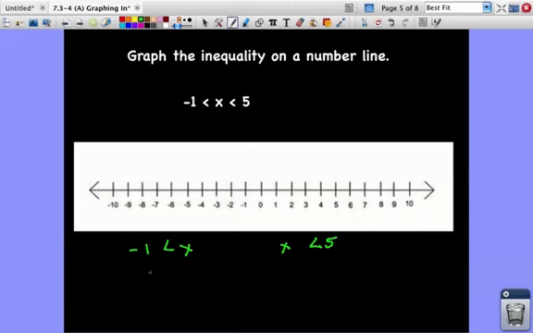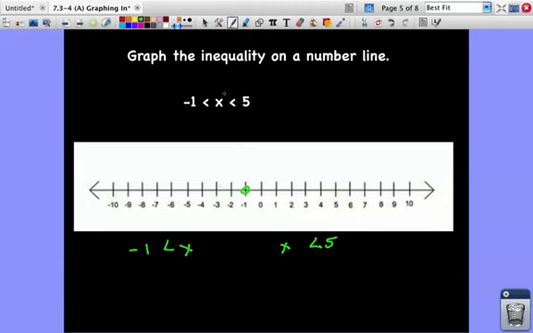Okay, so let's just worry about this first inequality, -1 is less than x. So let's find my -1. I need to determine, do I have an open or closed circle on -1? Because it is just less than, there's no or equal to sign, -1 is not included. x cannot be it. So I'm going to put an open circle on -1.